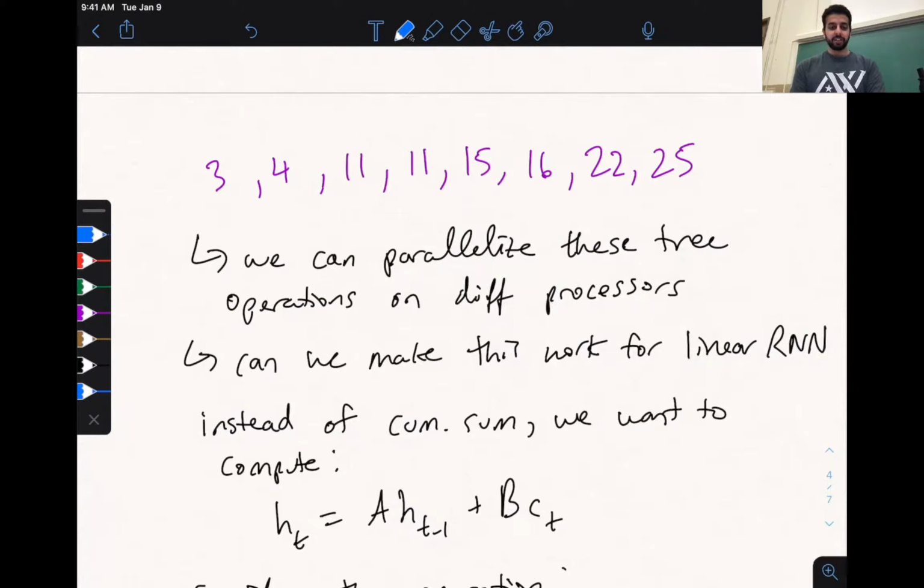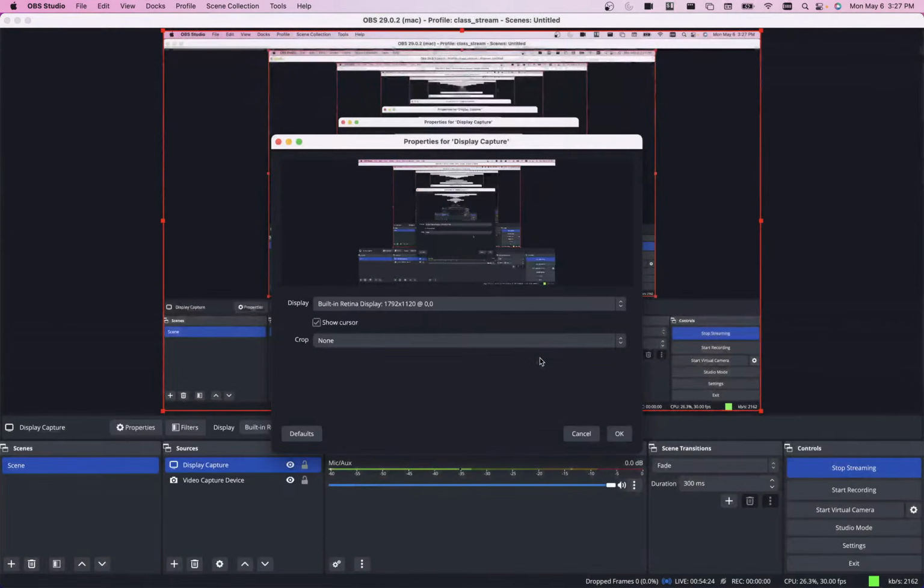All right, so let me just delete this iPad thing, and go to the display capture. All right.